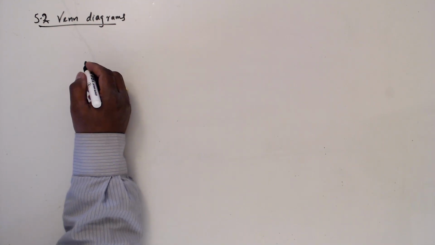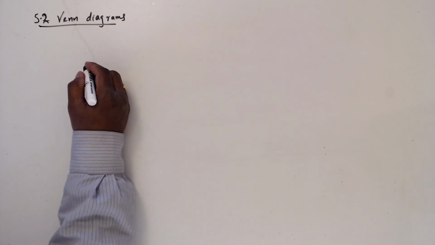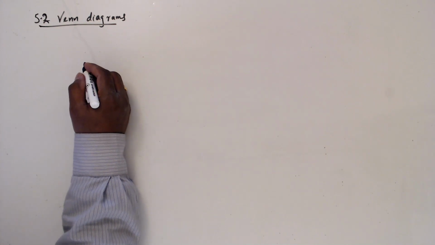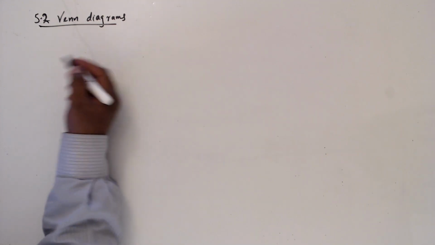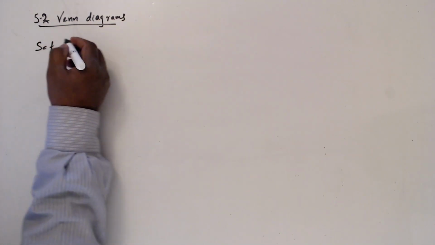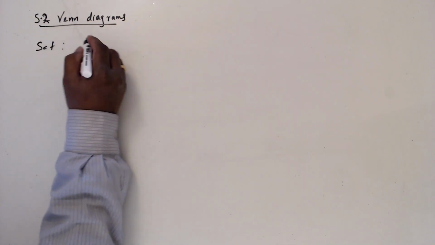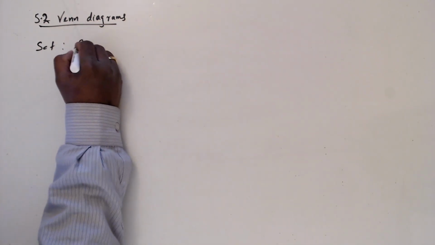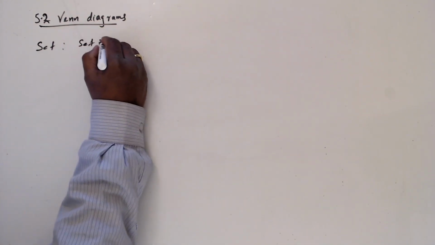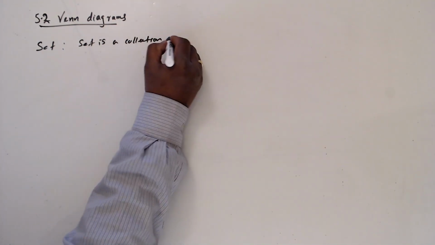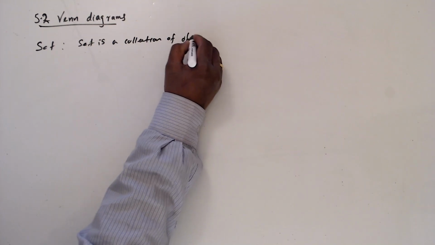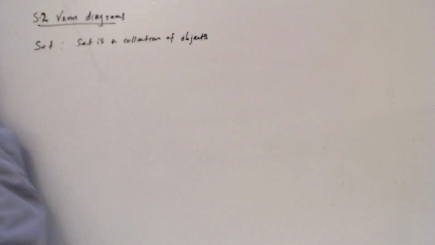Section 5.2 Venn diagrams. Before I start the Venn diagrams, I'll just revise this topic. So first of all, let's start with set. What is a set? A set is a collection of objects.